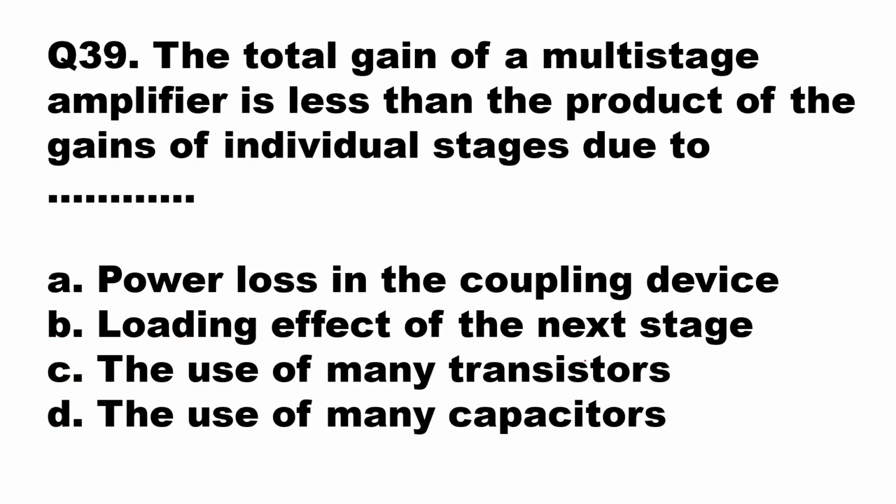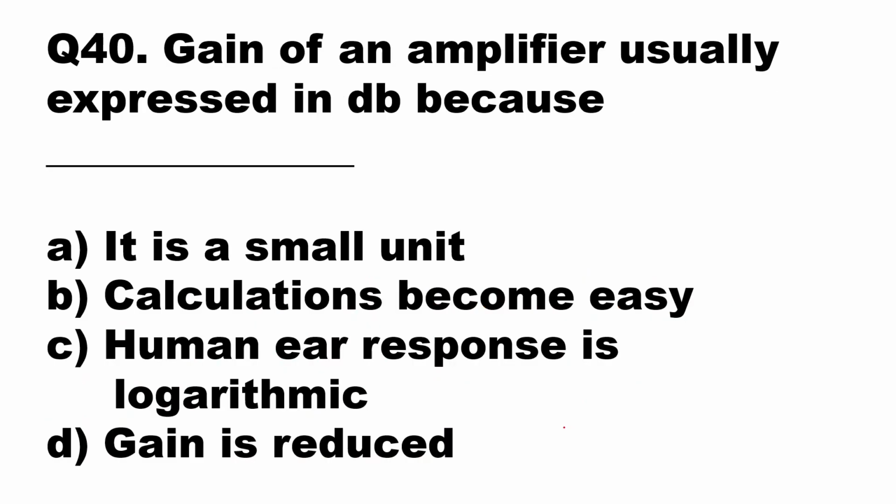Then we'll go to the next question. The total gain of a multi-stage amplifier is less than the product of the gains of the individual stages. Now, practically, this can happen. The total gain is less than the product of the gains of individual stages because of the loading effect of the next stage. So option B will be the right answer here, loading effect of the next stage. Then we'll go to the next question.